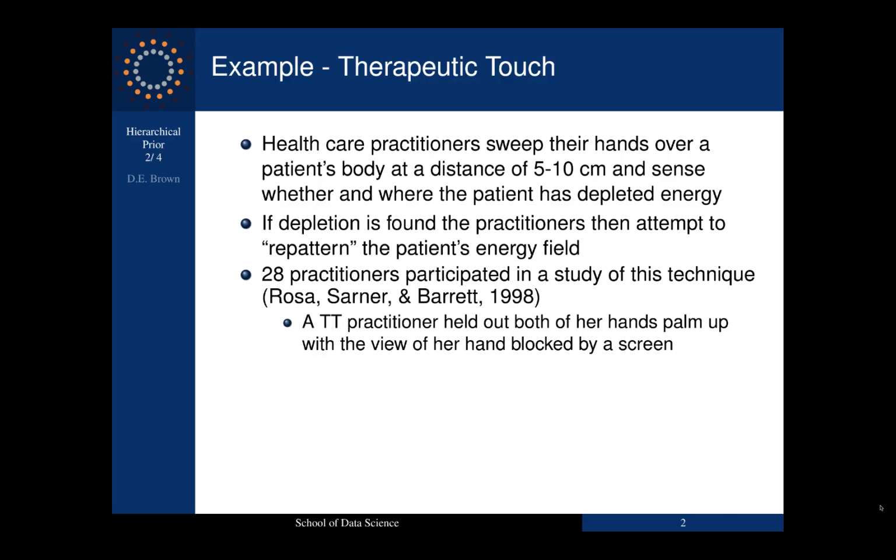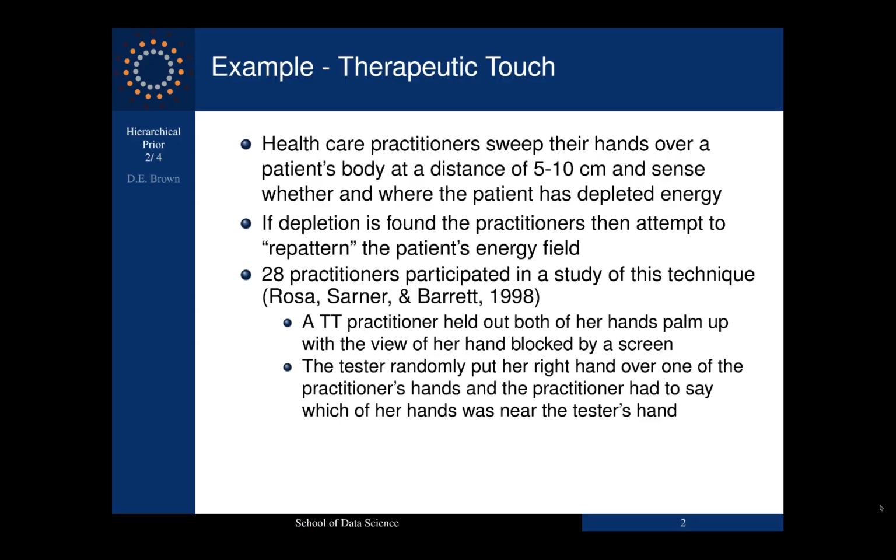A therapeutic touch practitioner in the study held out both of her hands, palm up, with view of her hands blocked by a screen. The tester randomly put her right hand over one of the practitioner's hands, and the practitioner had to say which of her hands was near the tester's hand. So it was a way to see if the practitioner can actually feel the energy of the tester without seeing where the hand of the tester was placed.